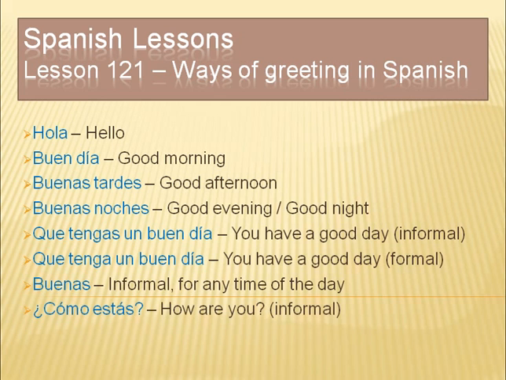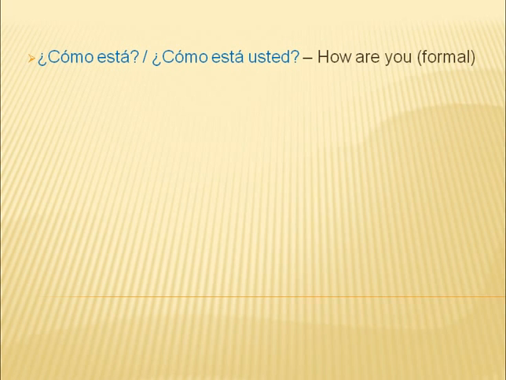¿Cómo estás? How are you? ¿Cómo estás? This is informal, as you can see, because the verb estar finishes with S. It is conjugated for the informal you, tú. ¿Cómo está? Or ¿Cómo está usted? How are you? And this is the formal way.